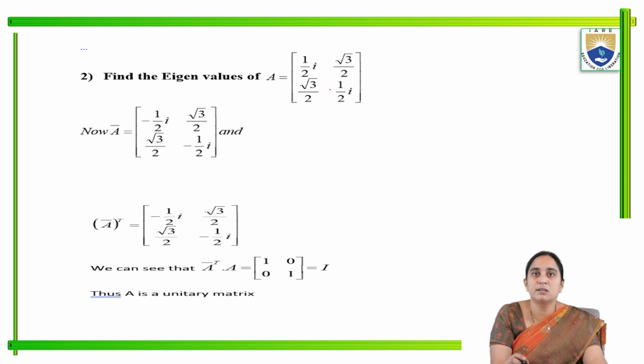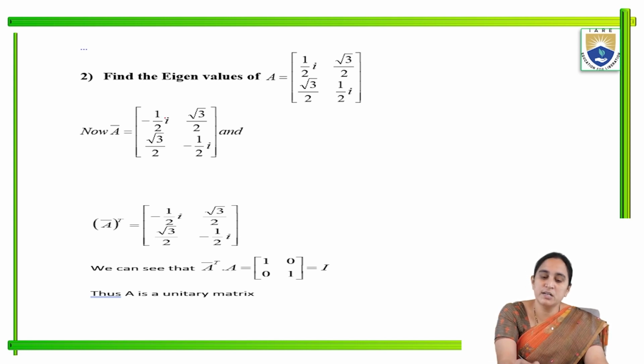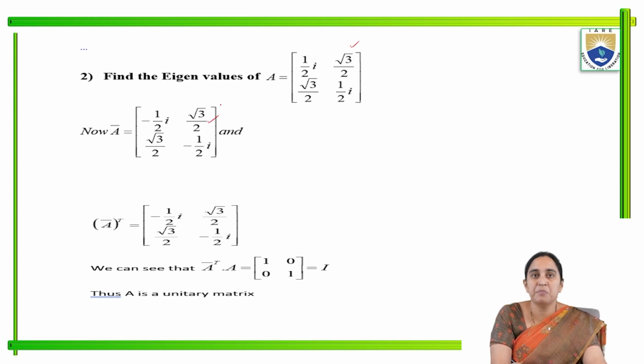For the given matrix, we have to take the conjugate. The conjugate of 1 by 2 i is minus 1 by 2 i, and root 3 by 2 is a real number, and this root 3 by 2 is also a real number, and 1 by 2 i becomes minus 1 by 2 i. That is A bar. And the transpose of that is minus 1 by 2 i, root 3 by 2, root 3 by 2, and minus 1 by 2 i. This is A bar whole transpose.